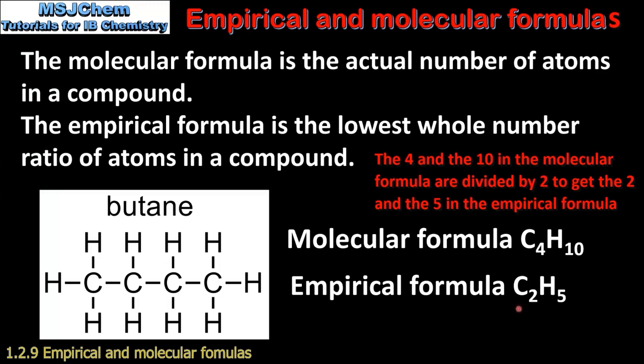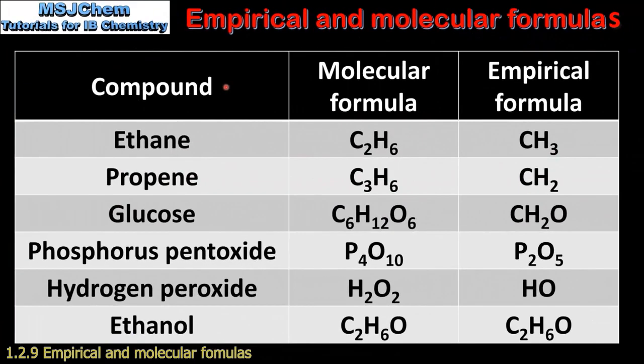As we can see, for butane, the molecular formula and the empirical formula are different. In some compounds, they can be the same. So next, we look at some more examples. In this table, we have the compound, its molecular formula, and its empirical formula. Starting with ethane, which has the molecular formula C2H6, and the empirical formula CH3. Next is propene, which has the molecular formula C3H6, and the empirical formula CH2.